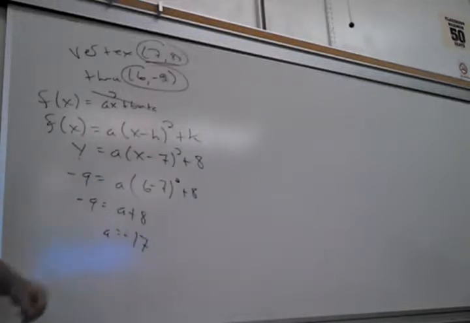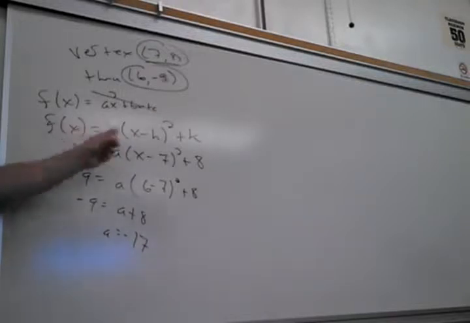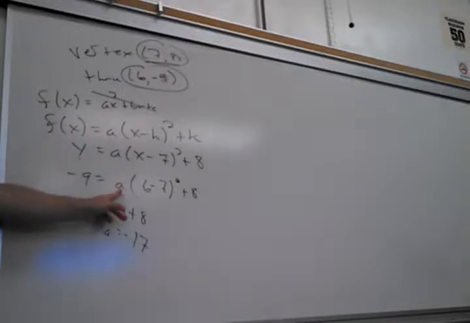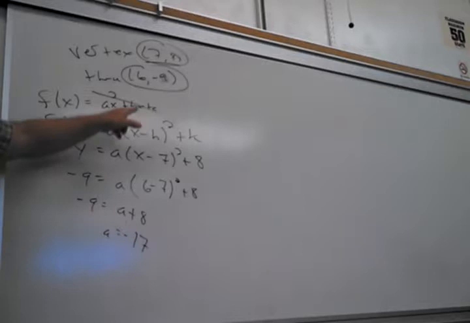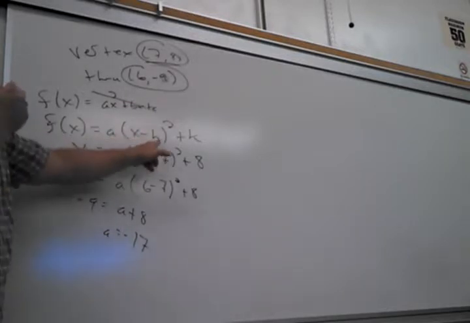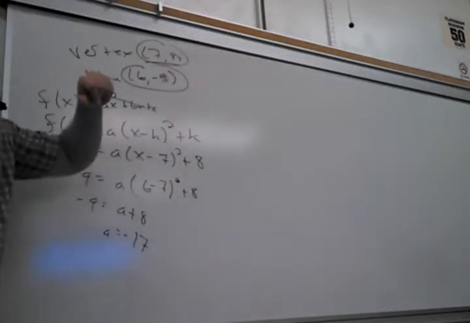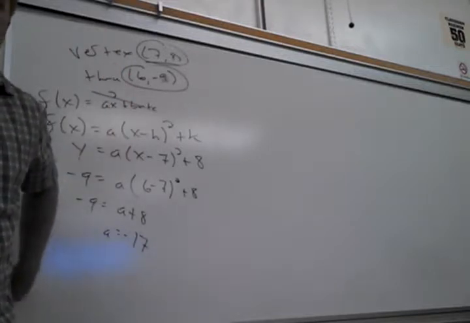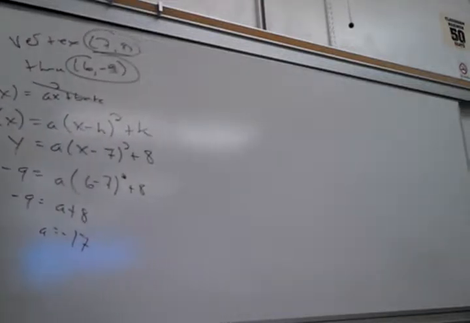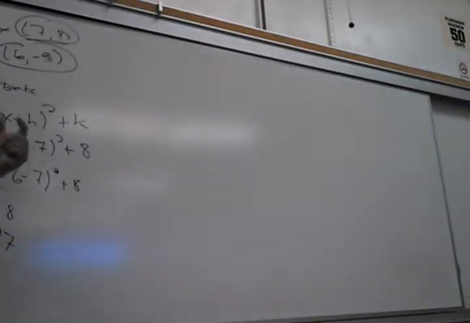Vertex, and then it passes through that point. So I plug in everything I know, and then I figure out what I don't know. To write it, you'd write negative 17 times (x minus 7) squared plus 8. It depends on what form they want you to give it in. It just says give a function, so that would be a function.